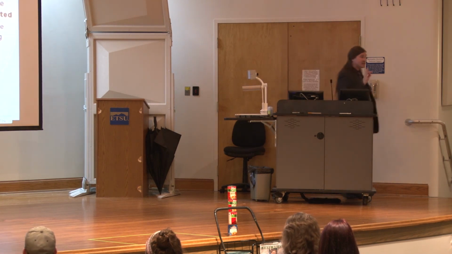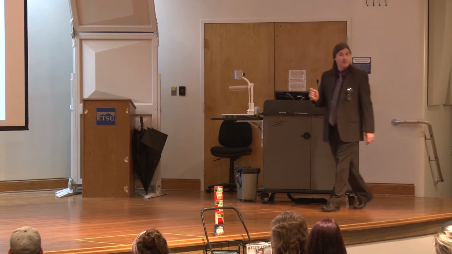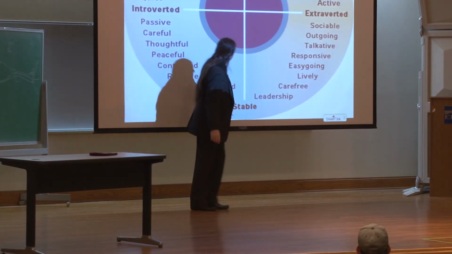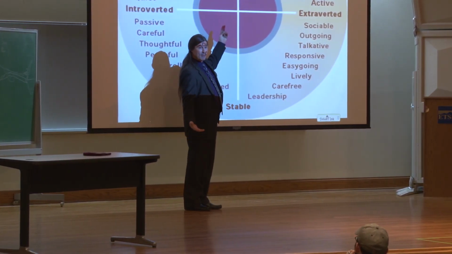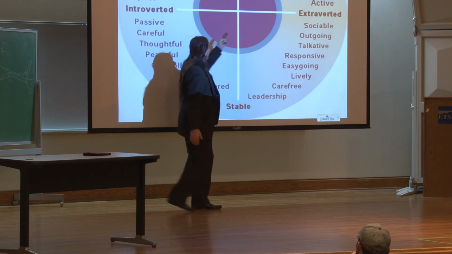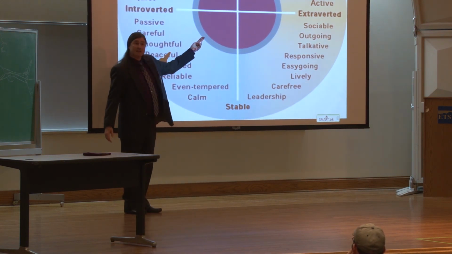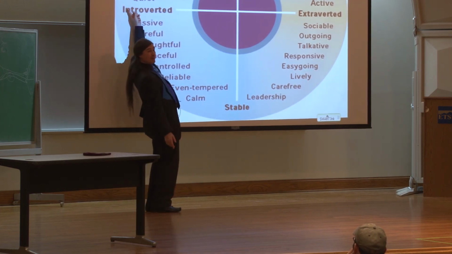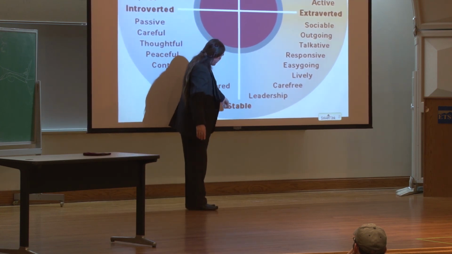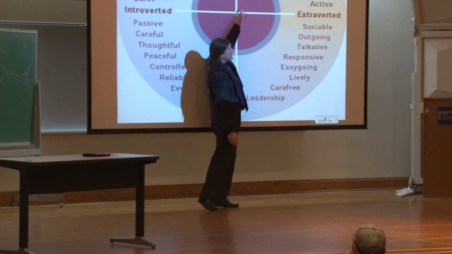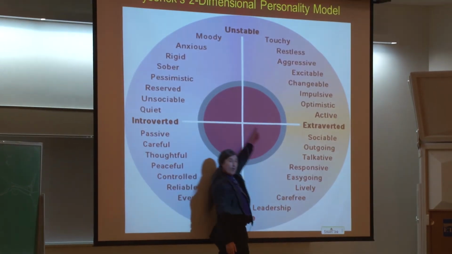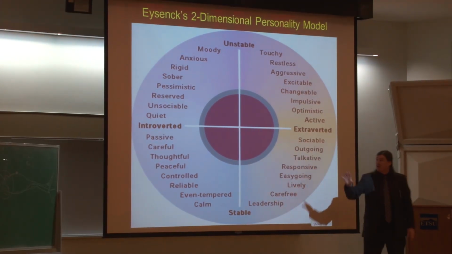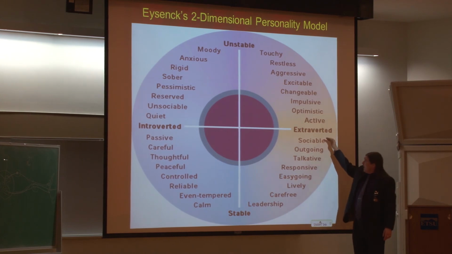When you look at his two-dimensional model of personality, where we have stability versus instability, what he would call neuroticism, and introversion versus extroversion, on this graph you can see it as a normal distribution. Very few people are extremely introverted or extremely extroverted or extremely stable or extremely unstable. Most people are going to be tending towards the middle, leaning towards introversion or towards extroversion, leaning towards instability or leaning towards stability.